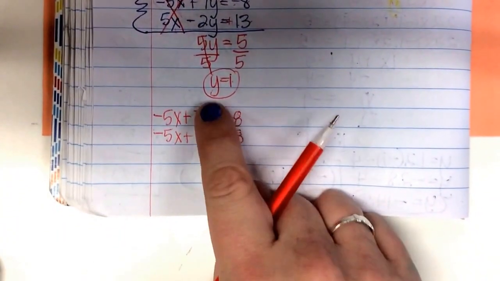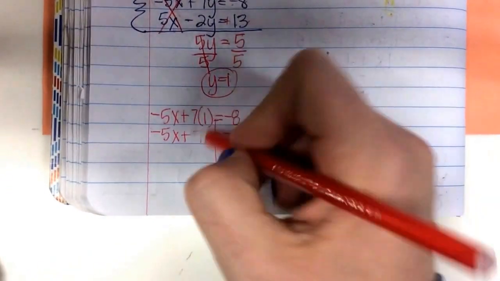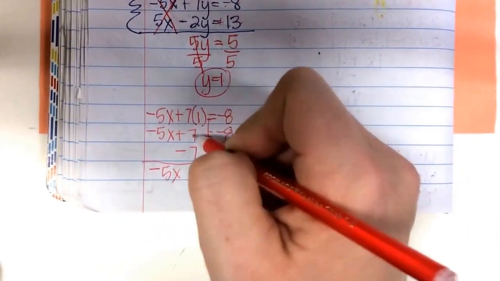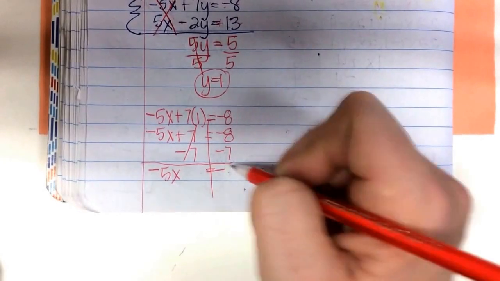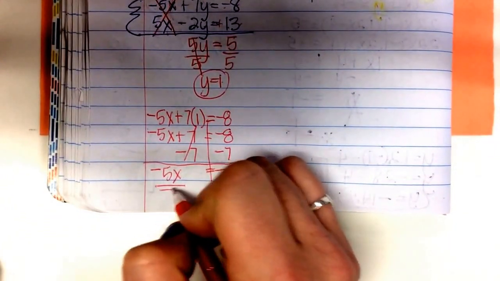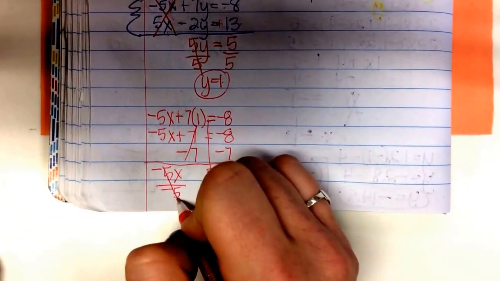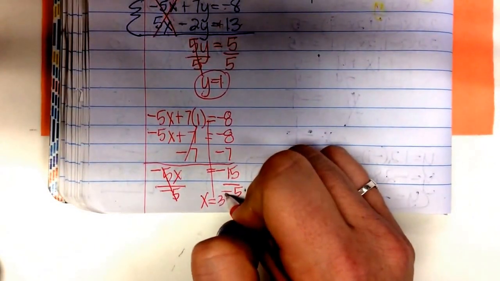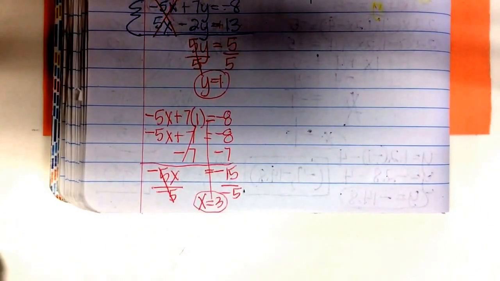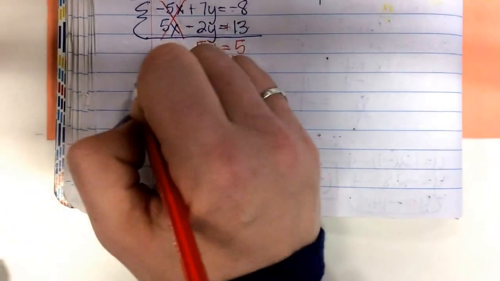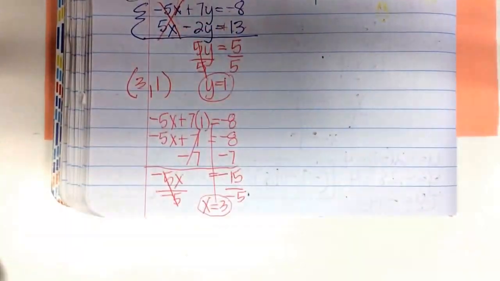Could you skip this part? Yes. Minus 7. Negative 5x equals negative 15. Divide by negative 5. x equals what? Positive 3. Am I done? No, my answer is an ordered pair. What, comma, what? Three, comma, 1.